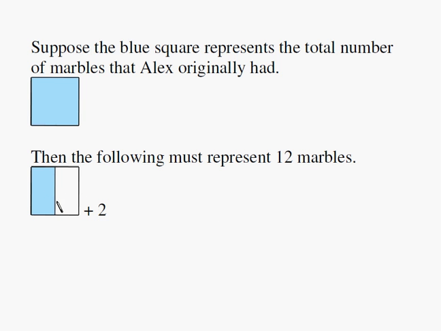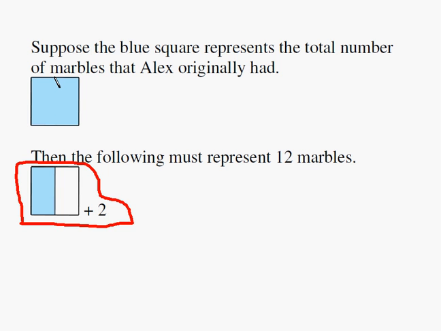Alex gives Betty half of his marbles, so he's left with this, plus he receives 2 from Chris. So this is what he ended up having, and according to the question, he ended up having 12. So what should this blue strip be worth? This blue strip must represent 10 marbles. Then you have 10 plus 2, 12. If half of this blue strip is 10, the whole thing is 20. So Alex originally had 20 marbles.